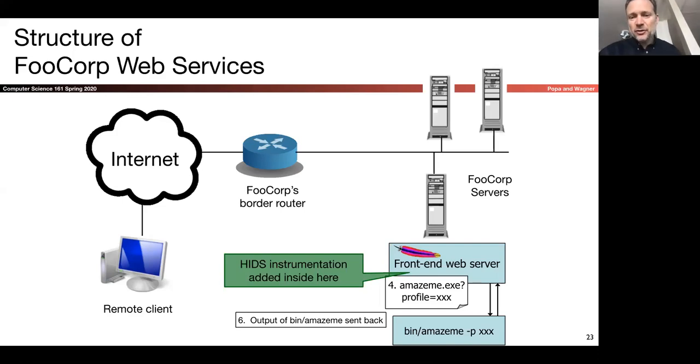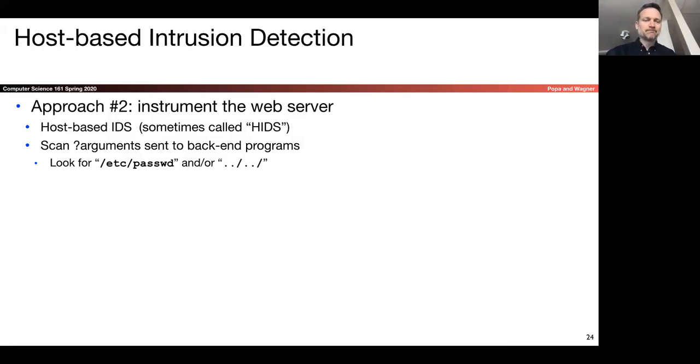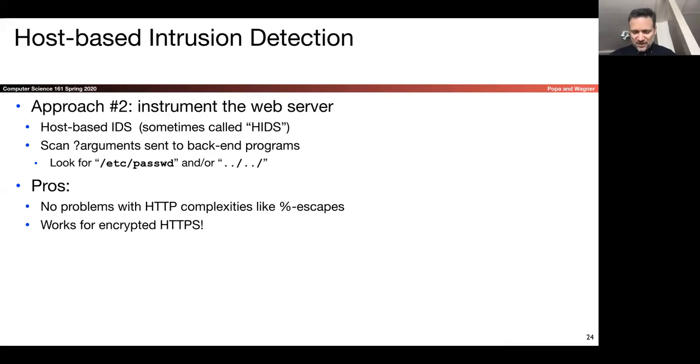Okay, so host-based intrusion detection involves modifying the end server. Benefits of this: it simplifies implementation a lot. We no longer have to worry about parsing HTTP, parsing % escapes, parsing exactly the same way. It deals with a lot of evasion attacks. It works with encrypted traffic. We're looking at the data after it's been decrypted and parsed by the end host.